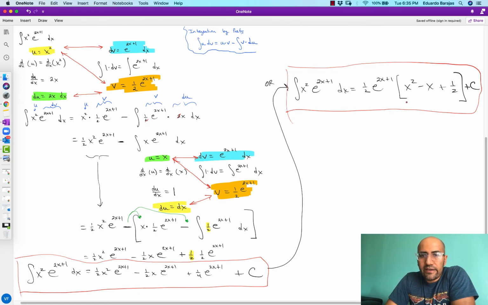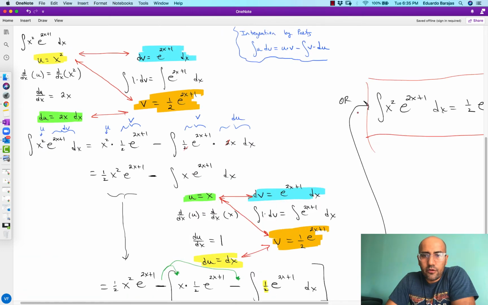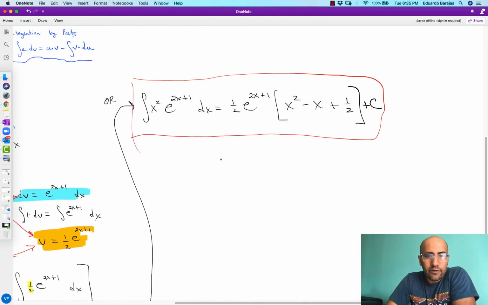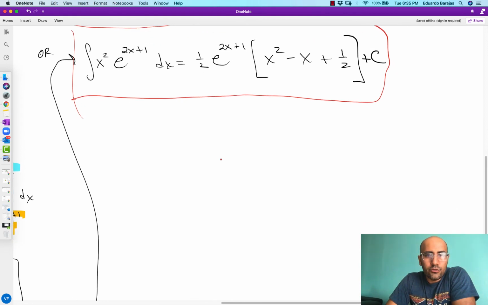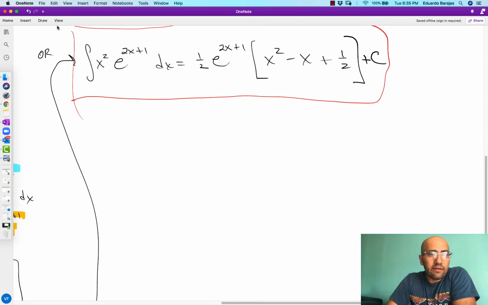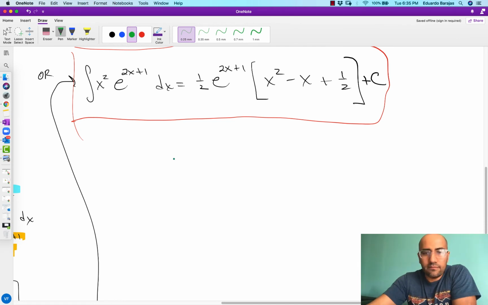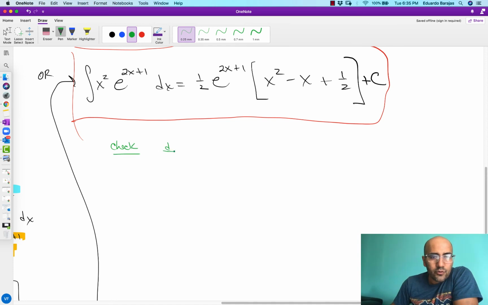Okay, so let's check if in fact this is true. I'm going to zoom into here and confirm using this version of it. Is it true that when I take the derivative of the right side, it gives me the left side? That's what we want to check. So let's check. Is it true that the derivative with respect to x of 1/2 e to the 2x plus 1 times x squared minus x plus 1/2 plus c just equals x squared e to the 2x plus 1?